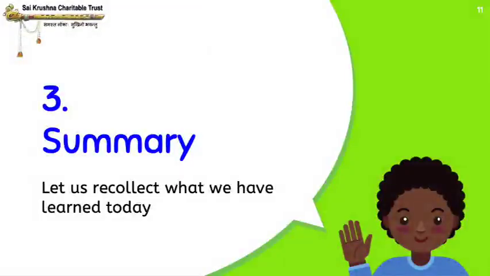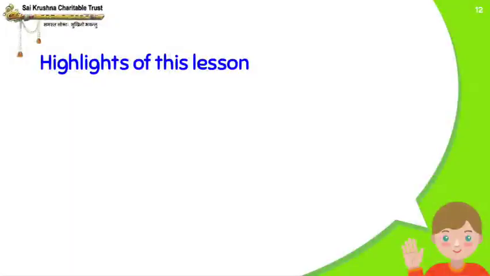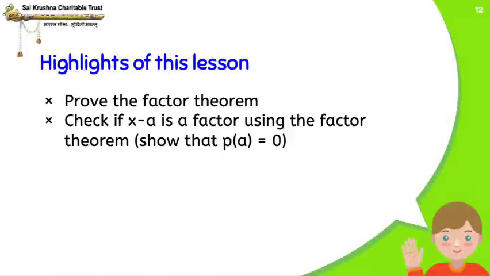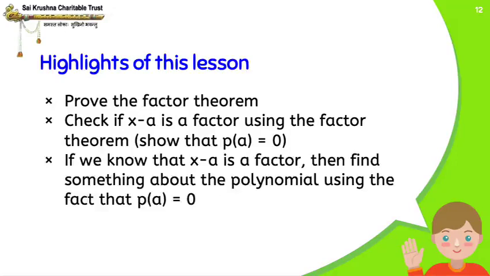Let us recollect what we have learned today. We proved the factor theorem. Okay. What can we do with the factor theorem? We can check if x minus a is a factor by showing that P of A is 0. Okay. So if we know that x minus a is a factor, then we can find some interesting aspects about the polynomial using the fact that P of A is 0. For example, in the previous example we had actually found the value of k for the polynomial using the fact that P of A was 0.